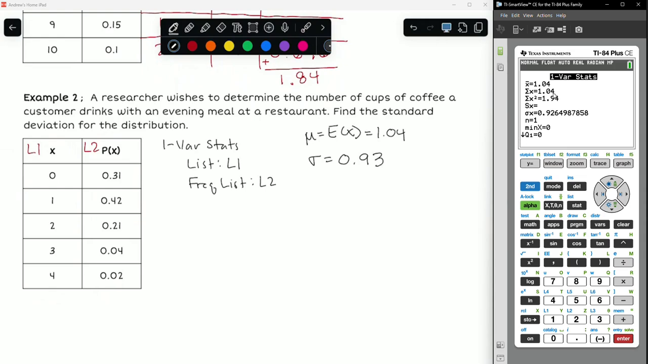Again, that makes sense looking at the data. Very small range from 0 to 4, a mean that's sitting at about 1, and most of the data is clustered close to 1 with just a little bit out in the tail. So small standard deviation makes sense.